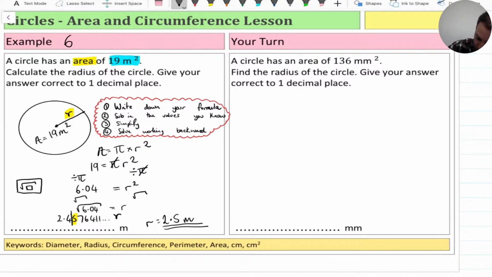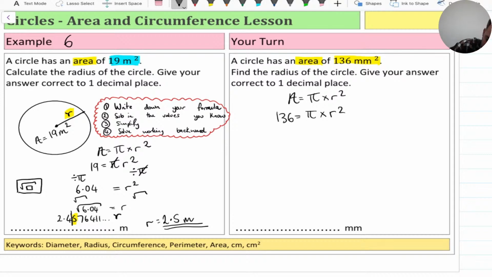So here I already know the area of this. So the area of a circle, write down the formula. Area is equal to pi times r squared. Sub in everything you know. In this case it's the area, which is 136. So 136 is equal to pi times r squared.